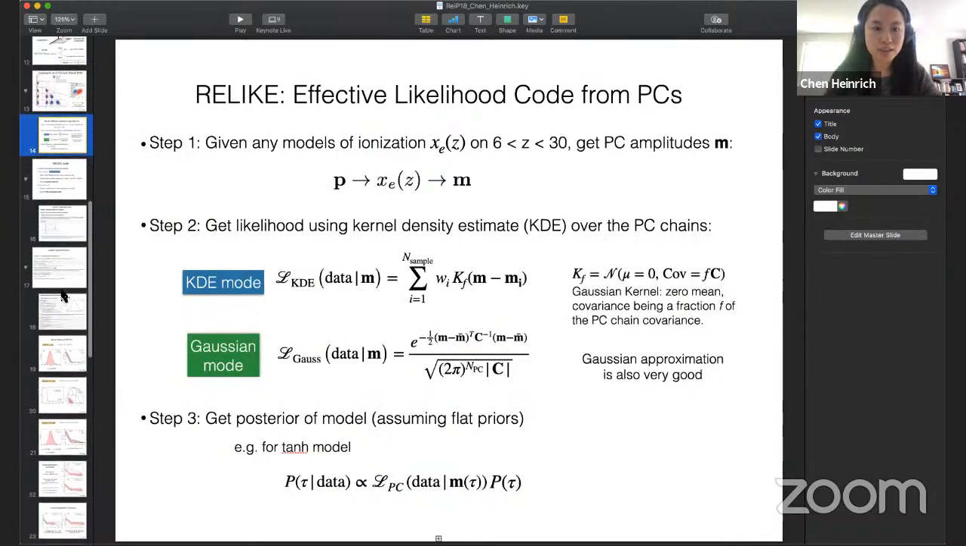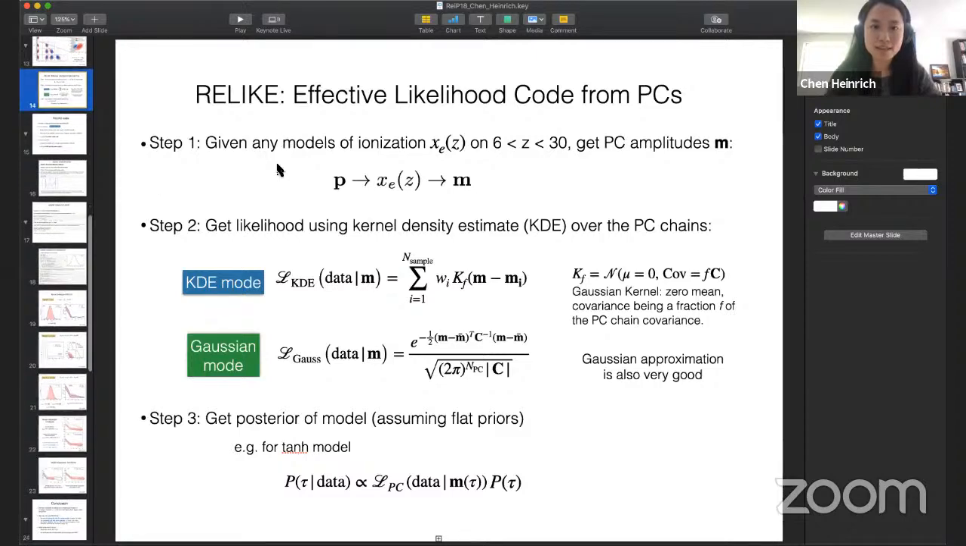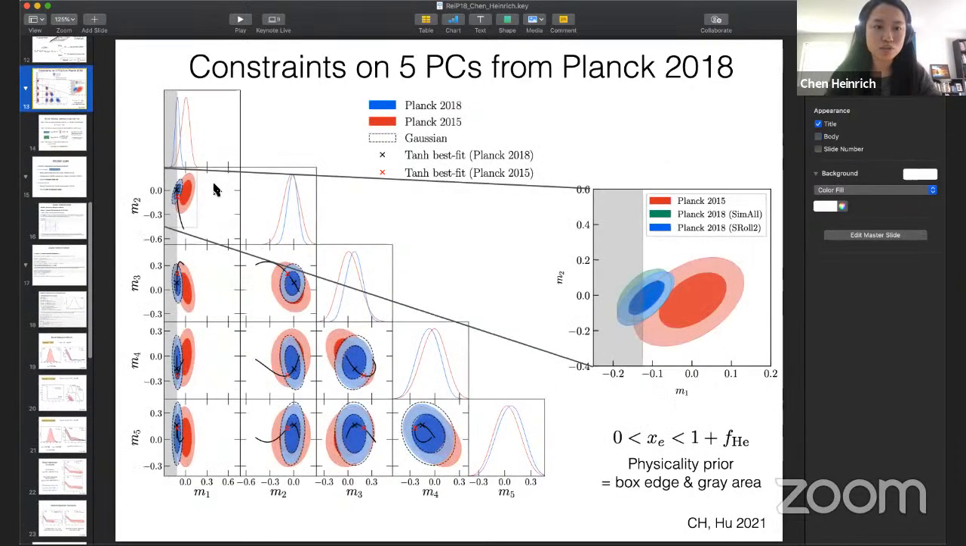Okay, so just a quick summary of what this code is about. Now that I have the constraint on this, all of this box edge encloses all the physical models, meaning xe is a fraction between 0 and 1, with a helium contribution. You can see that the black curve here is the tanh model. It's really only one part of this entire physical space that's allowed. And furthermore, the data constrains you to this ellipse area that the data is able to constrain.